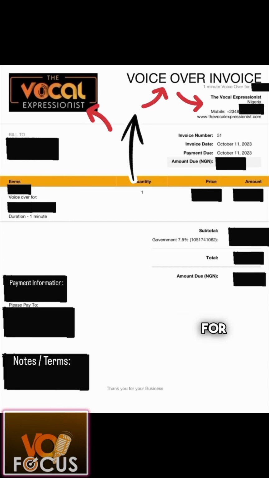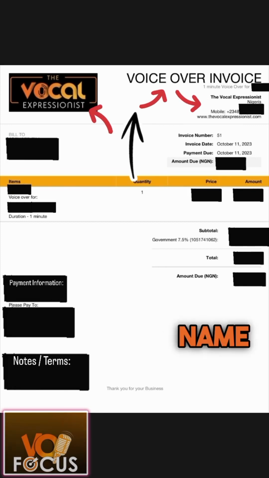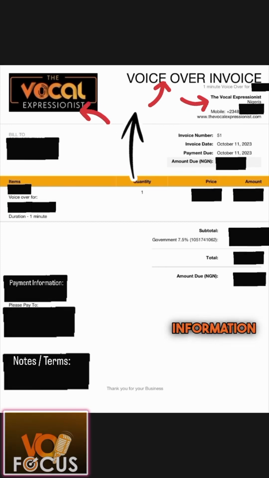So if you're doing the voiceover for Ribena, Peak Milk, you can just label it at the top right and say Peak Milk or Ribena. And then it should have your name and contact information, your name, your phone number, and your website information.